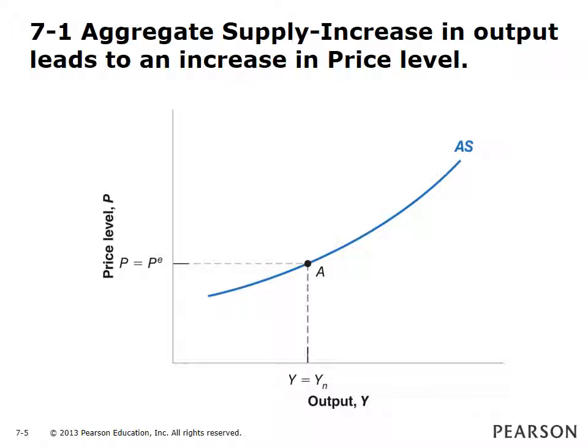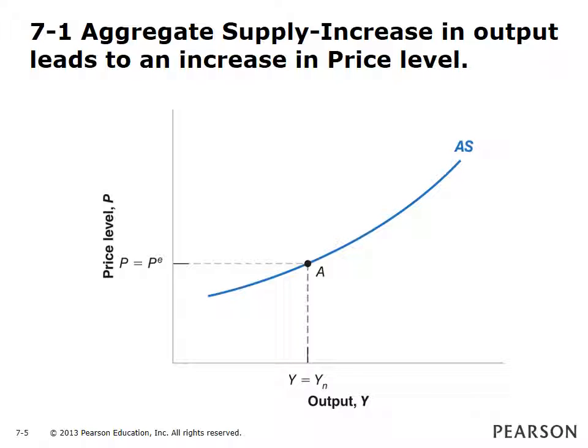Step 1. An increase in output leads to an increase in employment since Y equals N. Step 2. An increase in employment leads to a decrease in unemployment. Step 3. A decrease in unemployment leads to an increase in nominal wages from the WS relation. And step 4. An increase in nominal wages leads to an increase in the price level as shown by the PS relation.